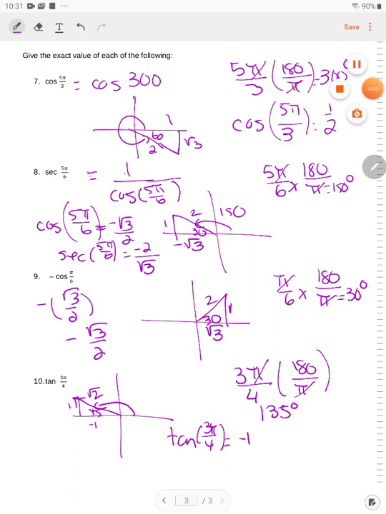Next time, we will look at our circular functions, also known as the unit circle definition of circular functions, which is the unit circle. Have a great day.